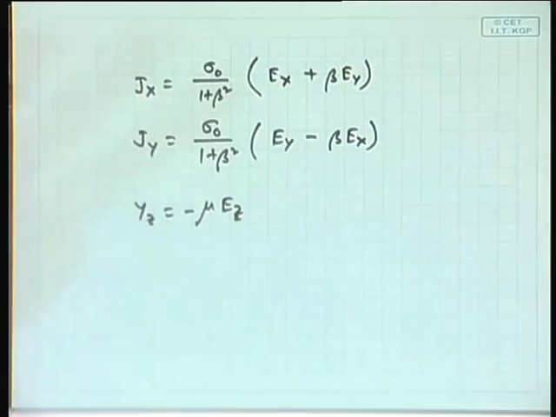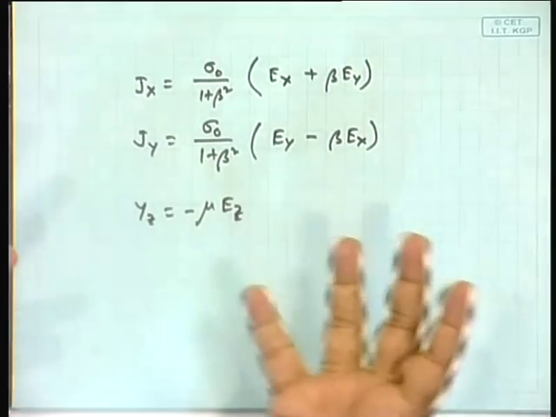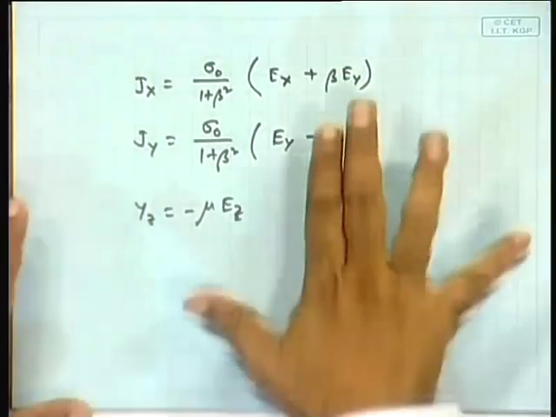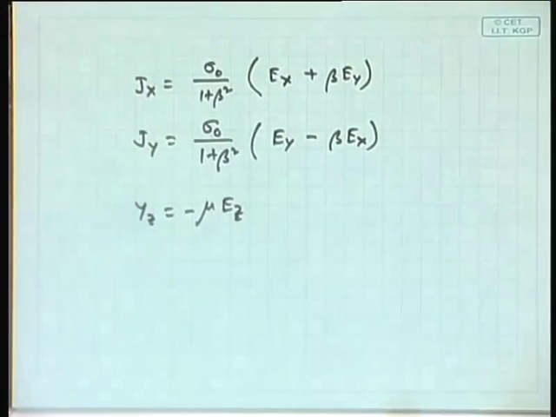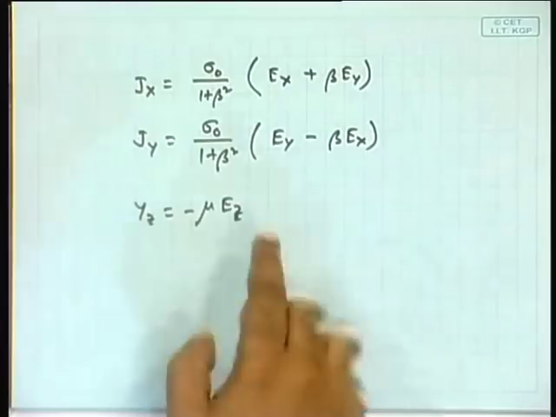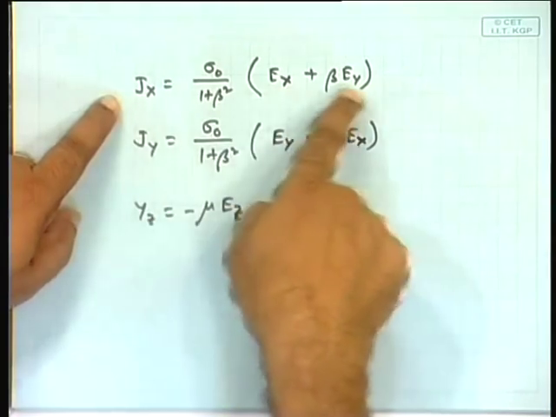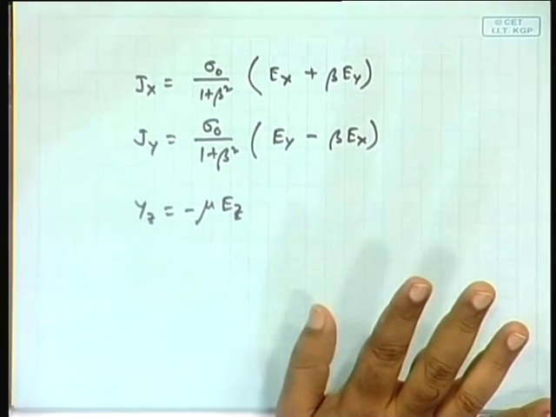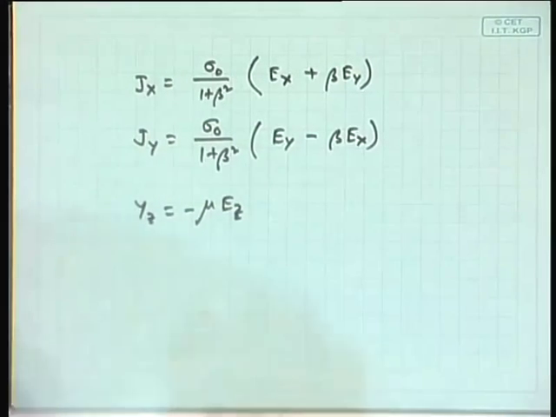So, we have noticed that this is like Ohm's law. This is how the current vector is related to the voltage vector. But you see that these are somewhat involved and complicated, because the current in the x direction depends on the voltage in both directions, current in the y direction depends on voltage in both directions, and z direction is independent. So, what is the meaning or effect of all this? Let us try to figure that out.